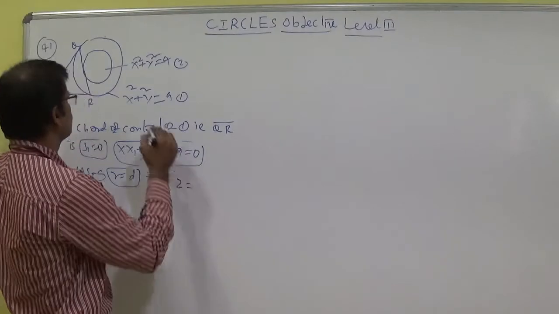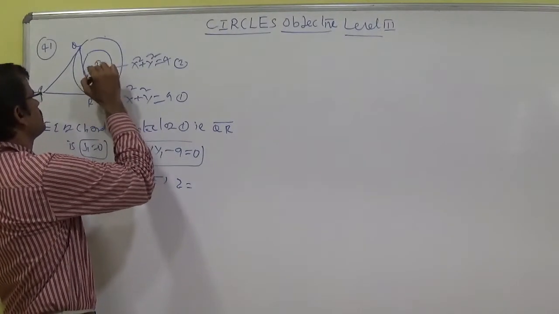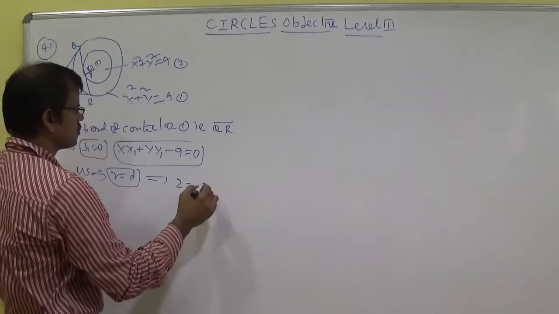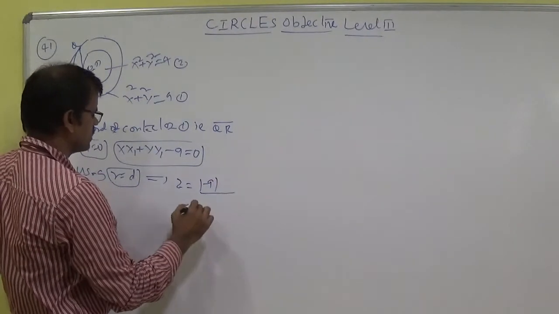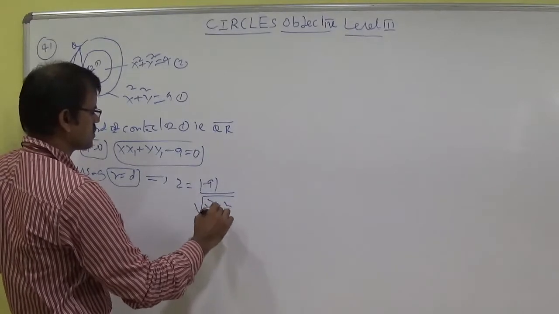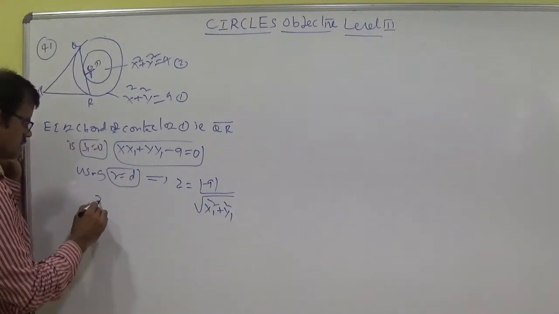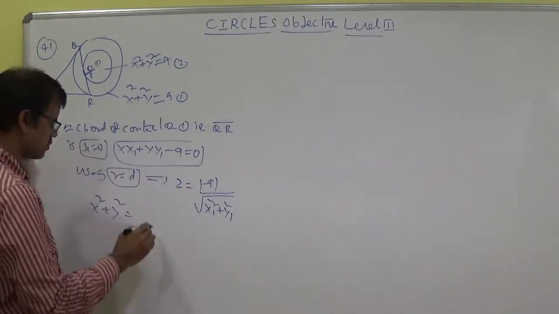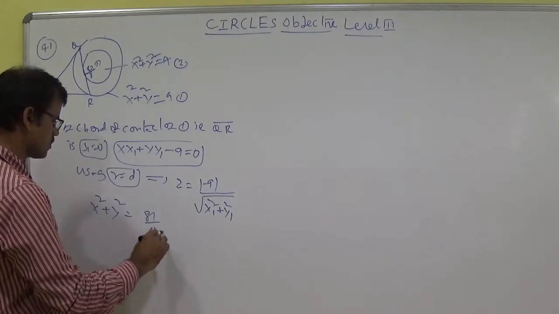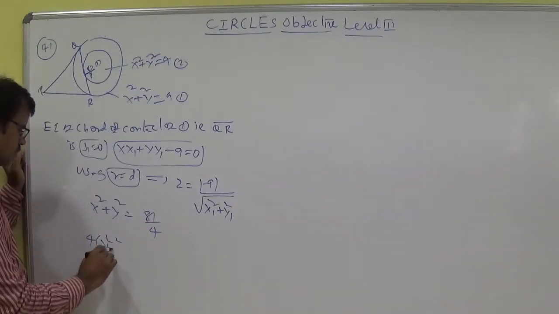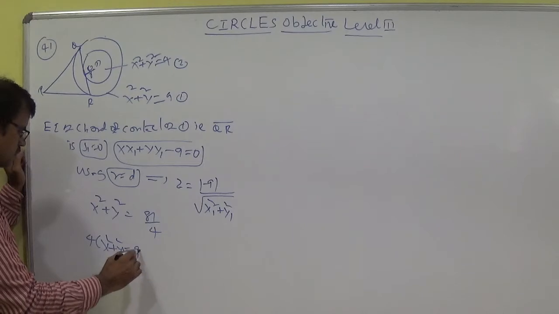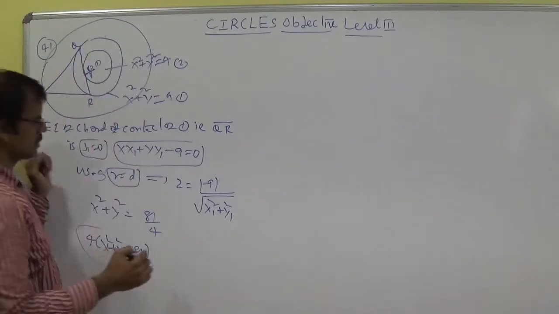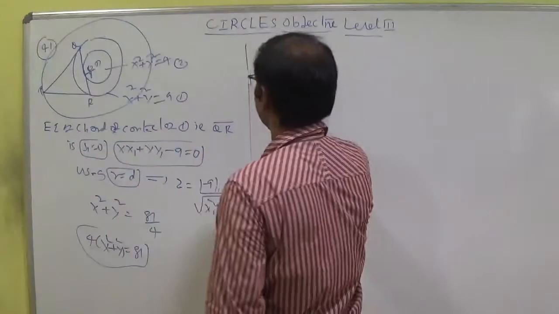2 is equal to what is d? From the center 0, 0 to this tangent. This is r, this is d. So 2 is equal to modulus of minus 9 by root of x1 square plus y1 square. You can say here x square plus y square is equal to 9 by 2. So 9 by 2 whole square is 81 by 4. 4 into x square plus y square is equal to 81 is the locus. Of course, this is also a circle, which is concentric with the given circles.